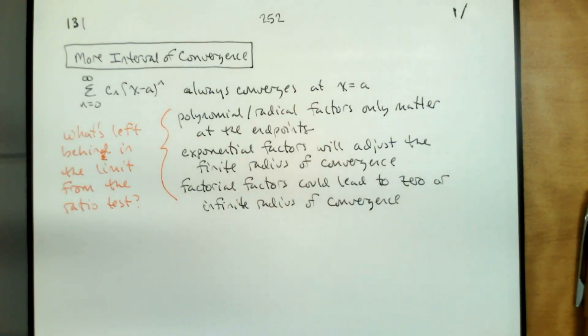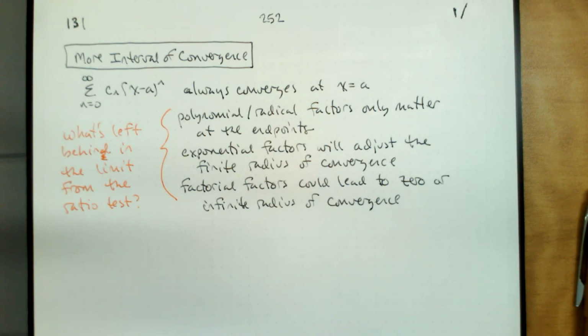Today we're going to talk a little bit more about interval of convergence. Recall, we want to think about what's going to be left behind in the limit from the ratio test. The polynomial and radical factors only matter at the endpoints. At the endpoints of the interval of convergence, that's where the ratio test always just comes back 1, which is no conclusion. So we have to do something else.